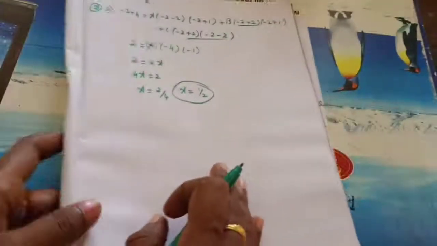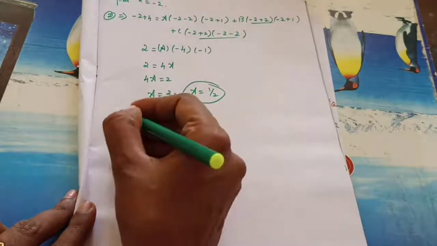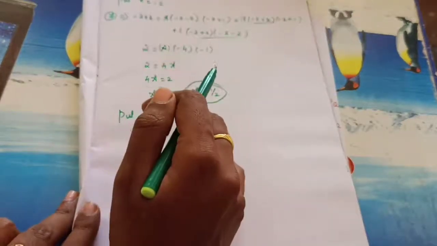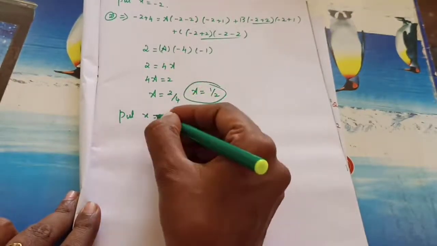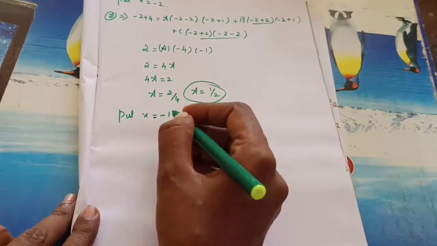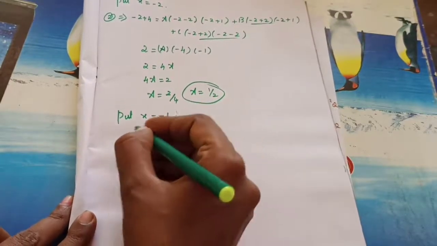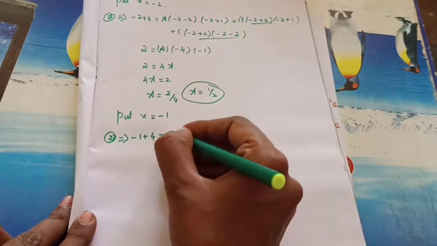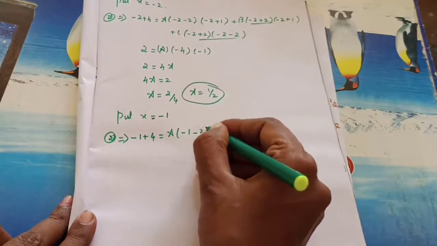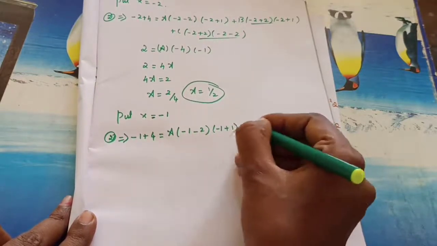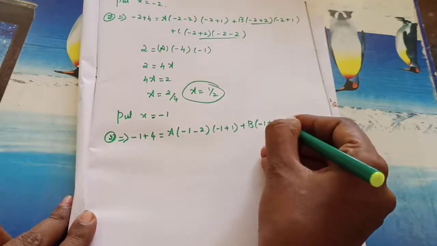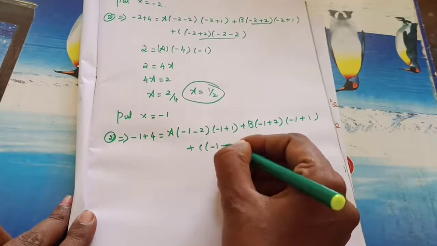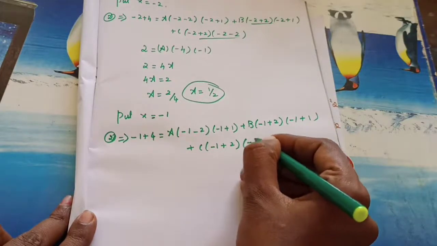Understand? Okay. Next, one more value we need to find, that is c. Shall we put x equal to which value? If you put x equal to minus 1, you will get c as the value. c is equal to minus 1. So substitute in equation number 2. Minus 1 plus 4 is equal to a into (minus 1 minus 2)(minus 1 plus 1) plus b into (minus 1 plus 2)(minus 1 plus 1) plus c into (minus 1 plus 2)(minus 1 minus 2).